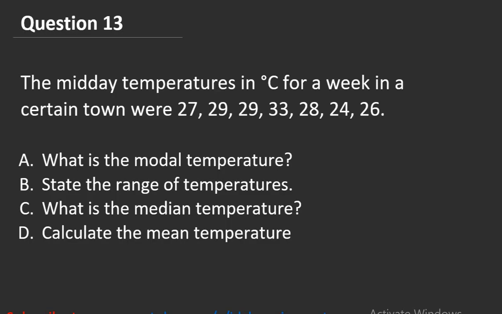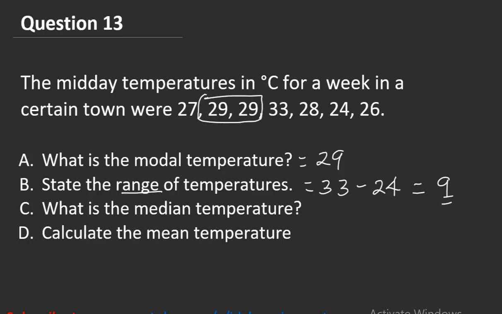For the first one, modal: the mode is the number that appeared most, the one with the highest frequency. If you look at this set of numbers, you agree with me that 29 appeared twice. Other numbers appear just once. So the modal temperature will be 29 degrees Celsius. Now the range is simply the biggest minus the smallest. The biggest number here is 33 minus the smallest number, 24. So the range is 9.